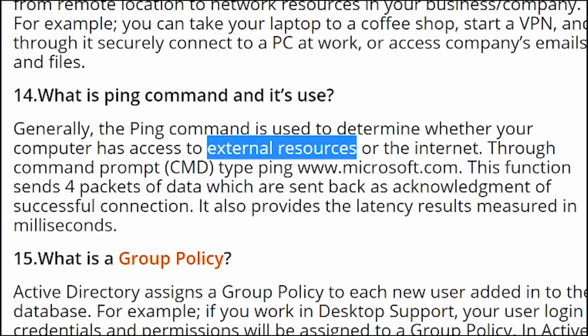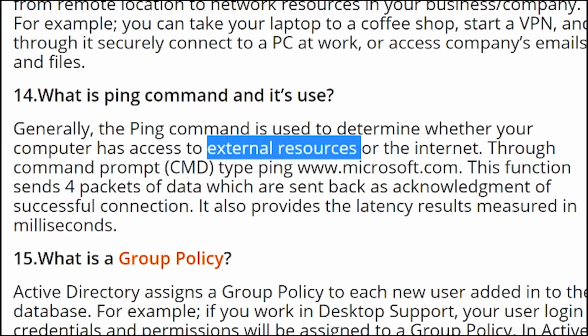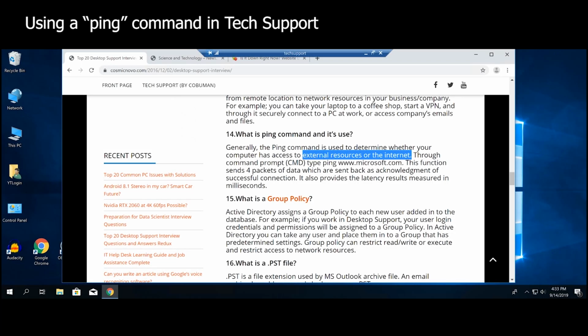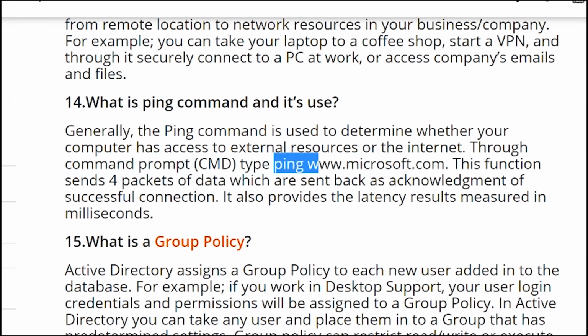So let's say you're using a desktop PC at work or a laptop, and you're trying to access an external resource like a shared drive or a server or a website, whether it's internal or external, and you can't connect to it, or there's an issue with latency or lag of some sort, it's running slow. That's how the ping command would be used, and all these things are considered external resources, something that your computer connects to over the network. Now, through command prompt CMD you can type in, for example, ping www.microsoft.com, and this is an example of a ping command.